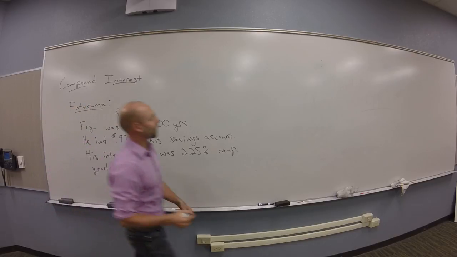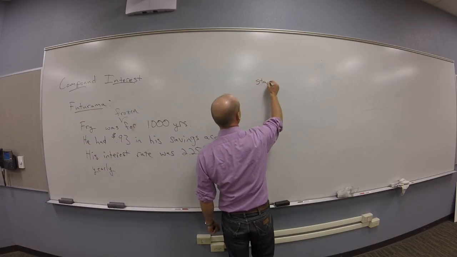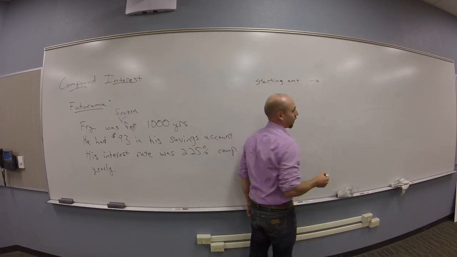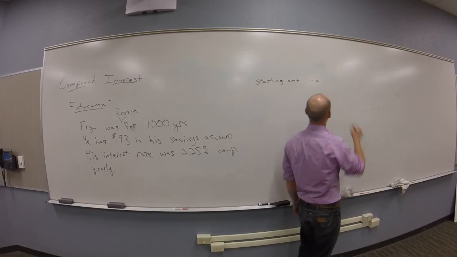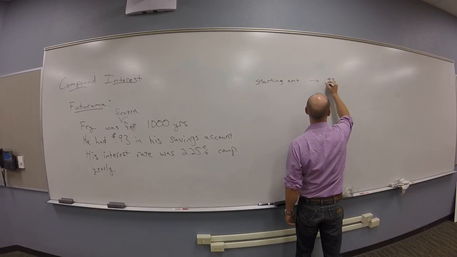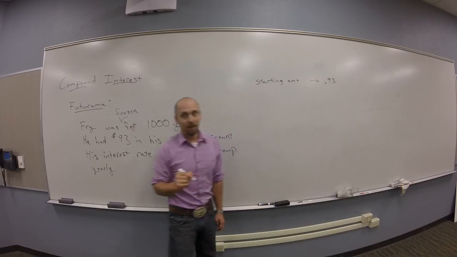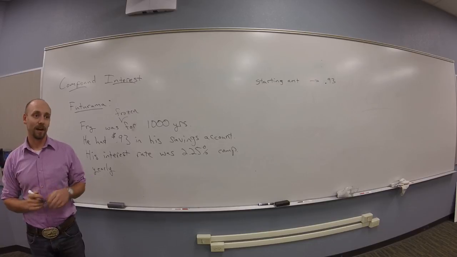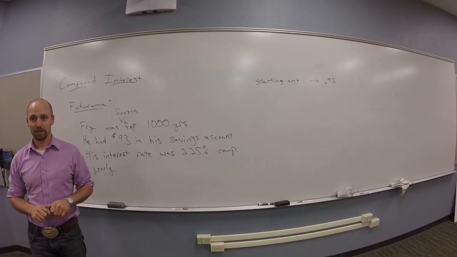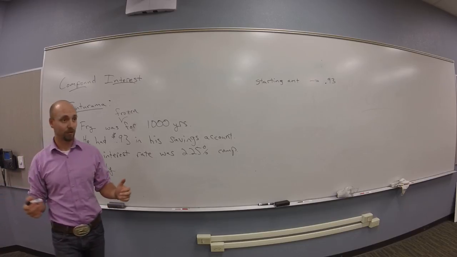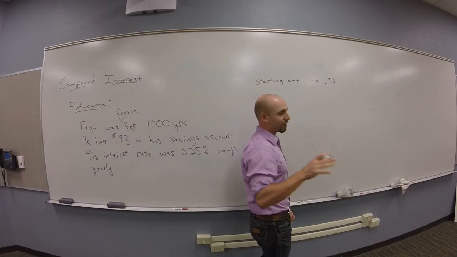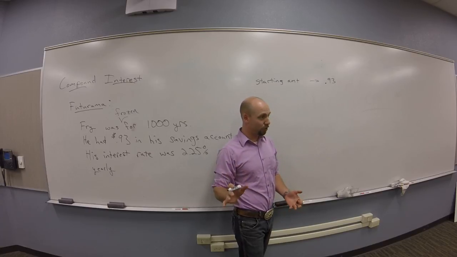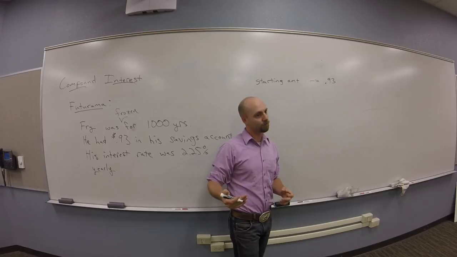So let's think about this. What's his starting amount? 93 cents, $0.93. How do we figure out how much he had in a year? What kind of problem is that? Is that a problem I know how to do? Yeah, that's a simple interest problem. Perfect. And I would like to highlight that compound interest isn't actually a new thing. It's just simple interest occurring over and over again.